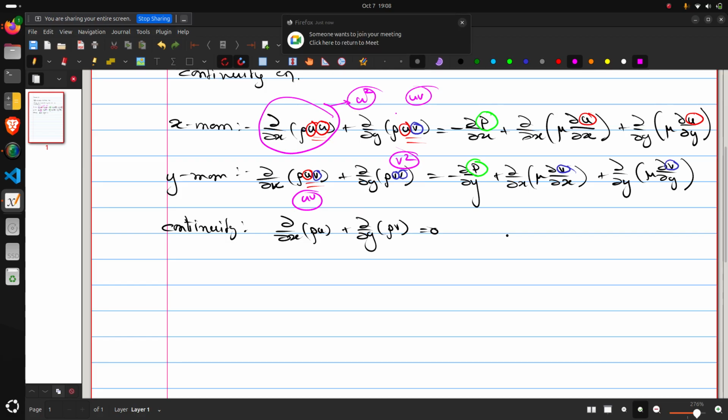And this issue needs to be resolved. And also the pressure term is there, right? So what to do with the pressure term, because we only have equations for x and y momentum, and the continuity equation does not actually tell us anything. This is not a transport equation of some quantity. So how do we deal with the pressure term?